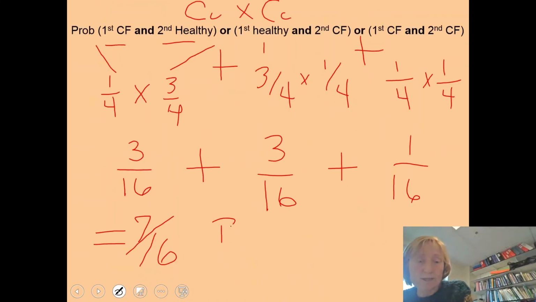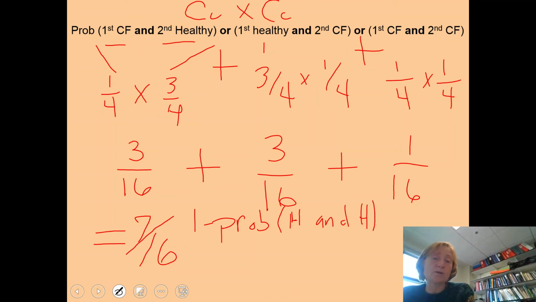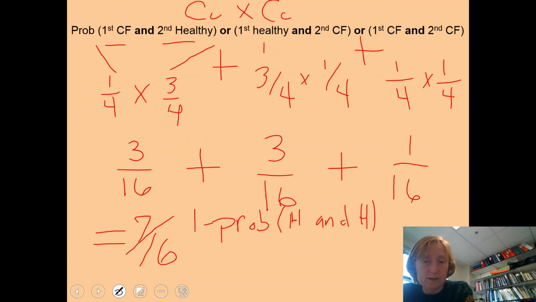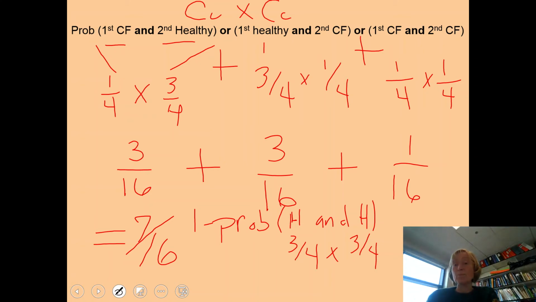So our problem could be, well, this is like saying 1 minus the probability that the first child doesn't inherit cystic fibrosis, so is healthy. I'm just going to put an H there. And the second child is healthy. Well, what's the probability that the first child is healthy? We can go back to our Punnett square, but 3 out of 4 of the children should be healthy. What's the probability that the second child is healthy? Well, 3 out of 4. What's the probability that both children are healthy? Well, 9 out of 16.